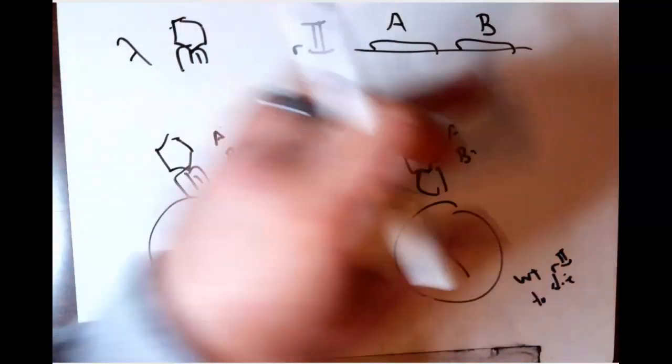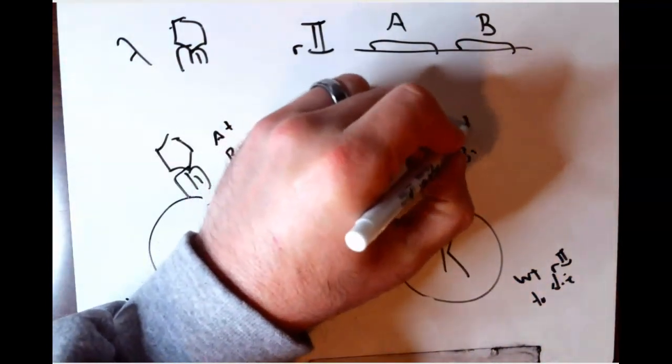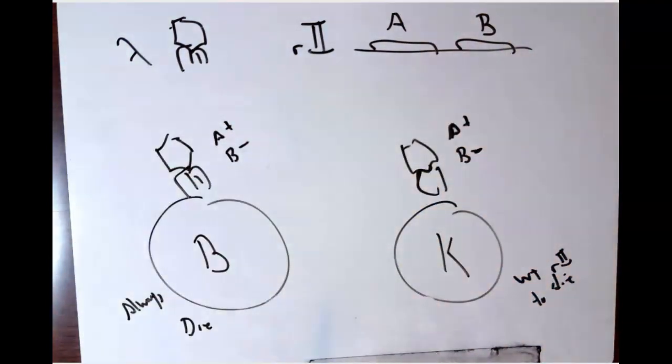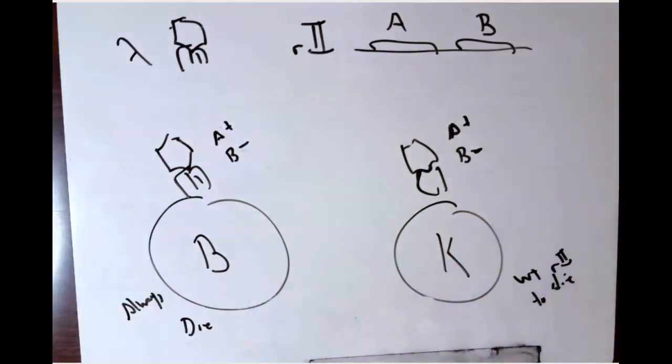And then Benzer infected B cells and K cells with lambda-phage that had a wild-type unmutated A gene and a mutant B gene. And B cells died and K cells didn't. No big surprise, B cells always die, and K cells to die need a working A and B gene. No big aha moments.